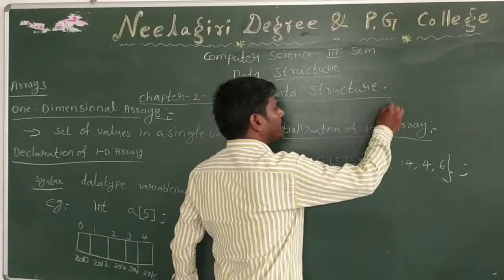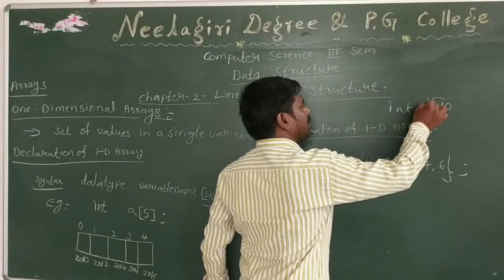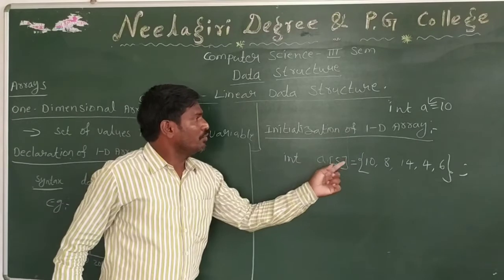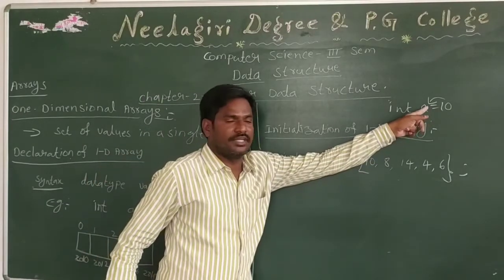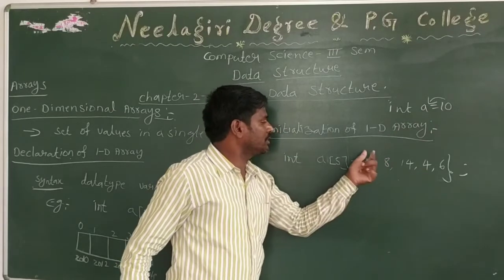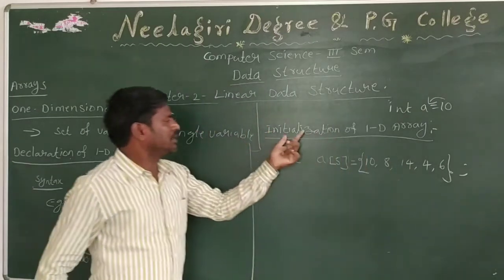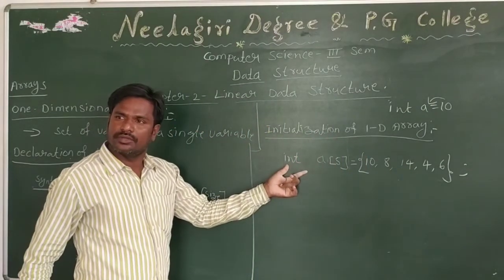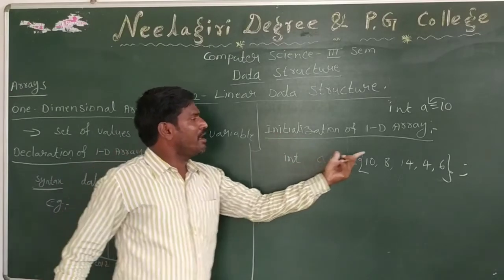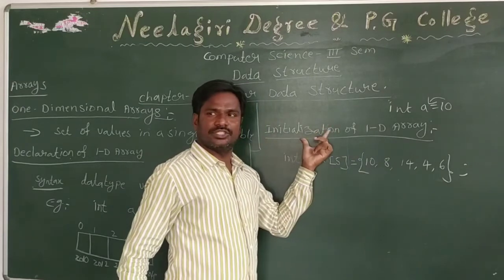Generally, normal variables we initialize like this, when storing in a single variable. When it is a one-dimensional array, we have to mention the size. The difference is we have to mention the size and put the values within the curly brackets, the set brackets. So this is the way of initialization of the one-dimensional array. Initialization is the declaration of the array and assigning the values.